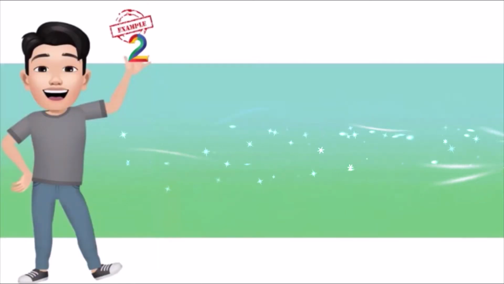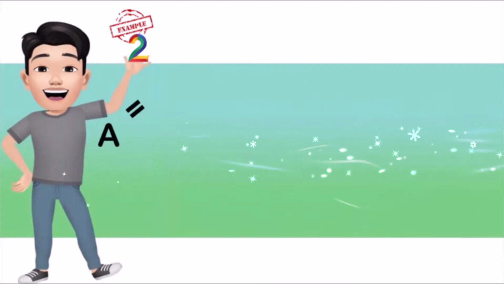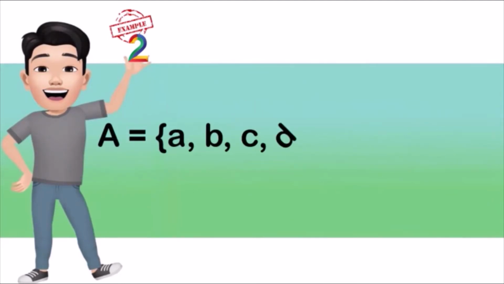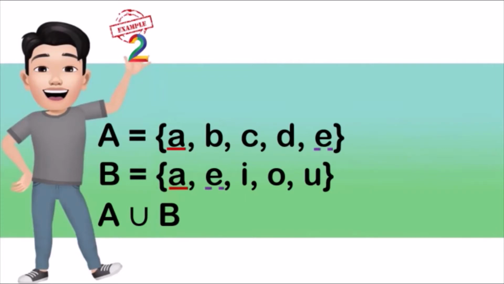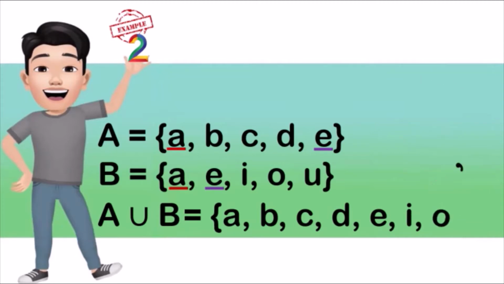Let's try some other examples. So let's say set A contains the letters A, B, C, and D. And set B contains the letters A, E, I, O, and U. Find the union of sets A and B. So, all we have to do is write all the letters in sets A and B. But letter A we're not going to write twice, only once. So, the union of A and B is equal to A, B, C, D, E, I, O, and U. So, that's the union of those two sets.